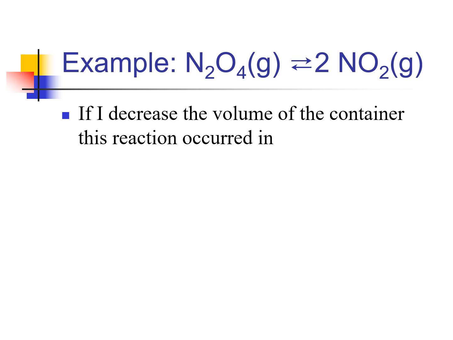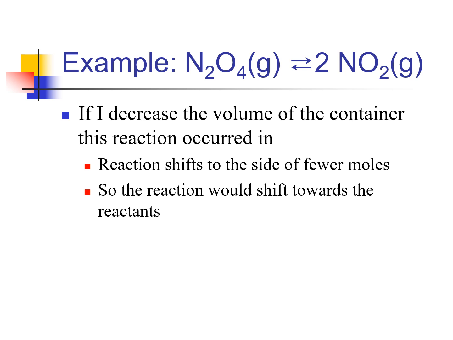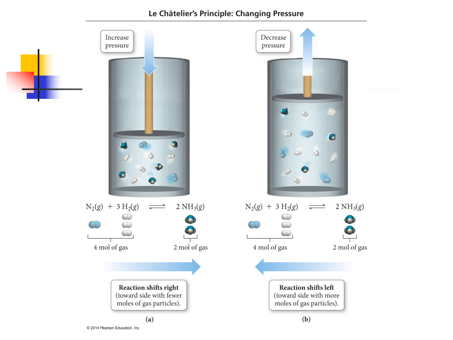If I decrease the volume, which increases the pressure, the system now goes, uh-oh, too much pressure. It's going to reduce it to the side with fewer moles of gas, which would be the reactants. So the reaction would shift towards the reactants. So when equilibrium reestablishes, we're going to have more N2O4 than we had and less NO2 than we had. And we can see the same thing here.